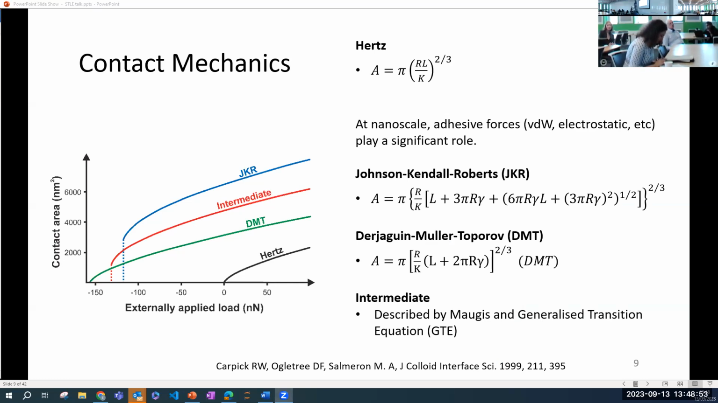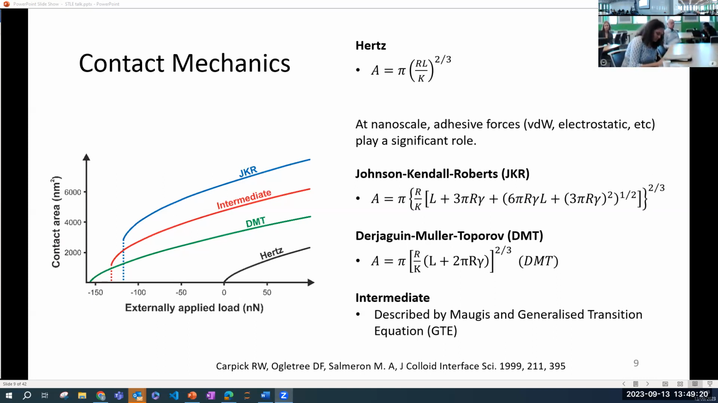The Hertzian model is predominant at the macro scale, where adhesion is in most cases negligible. However, as we go down to smaller scales, adhesion becomes more and more significant, and we need a different model to calculate the contact area. The most applicable models are JKR, in most cases for tribology and soft surfaces. DMT can also be used.